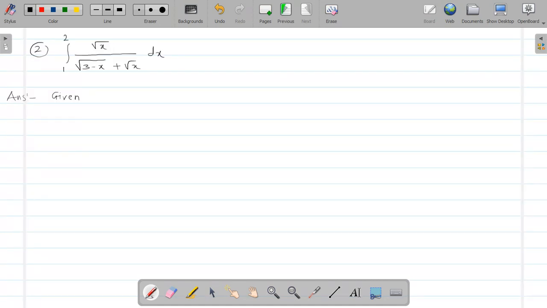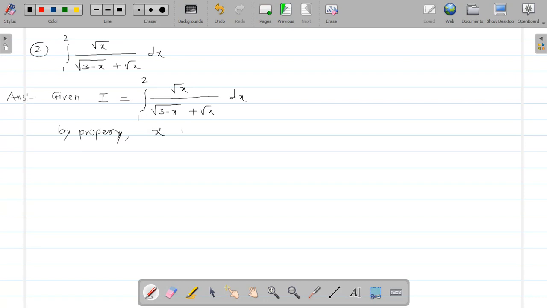Now see another example. Integration from 1 to 2 of root x upon root of 3 minus x plus root x dx. Again I will consider I is equal to the given integration from 1 to 2 of root x upon root of 3 minus x plus root x dx. Now here that property is applicable, so I will use that.